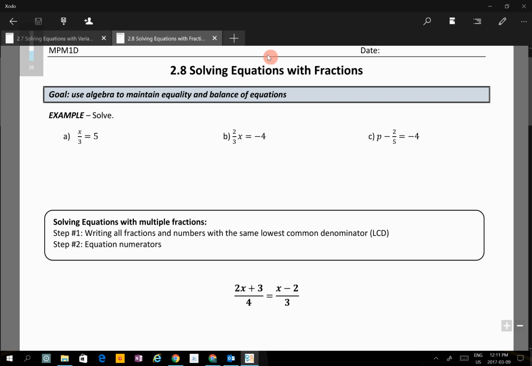2.8, solving equations with fractions. So the goal here is to use algebra to maintain the equality and balance of equations. We're just going to solve equations. This time the equations have fractions in them. Okay, let's look at some very basic examples here in part A.